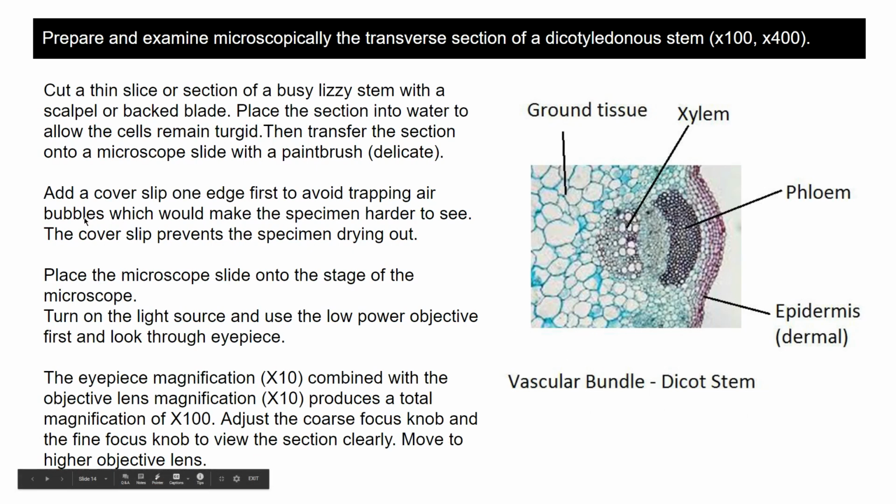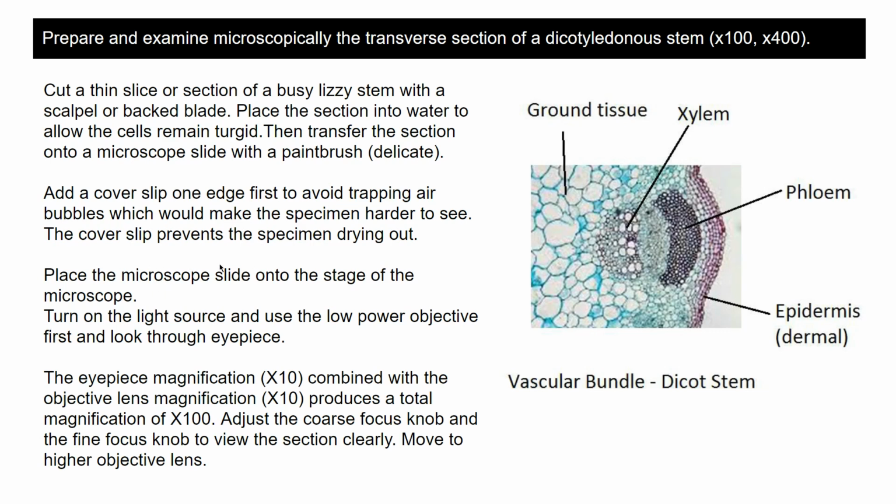So on the microscope slide, then add a drop of water and add a cover slip, one edge first. Okay, gently lowering it down like a trapdoor to avoid trapping air bubbles. The air bubbles just make it more difficult to see your specimen. The purpose of the cover slip is to prevent the specimen drying out.